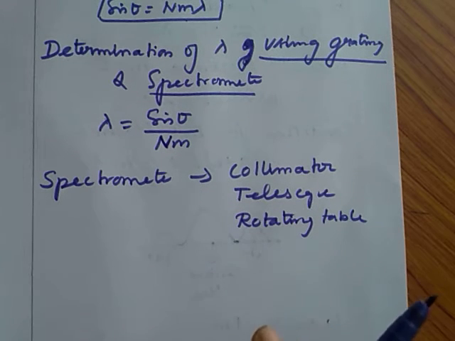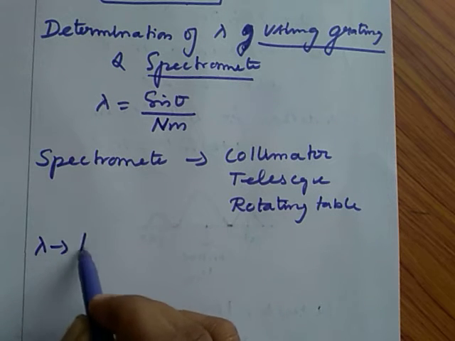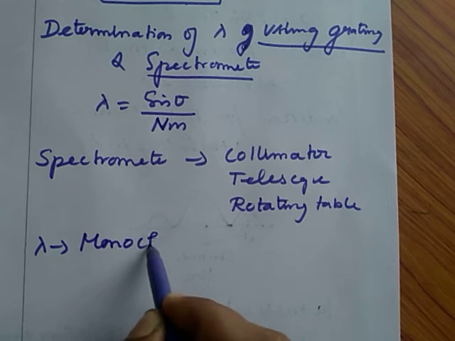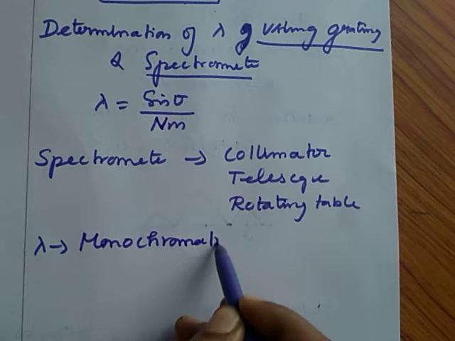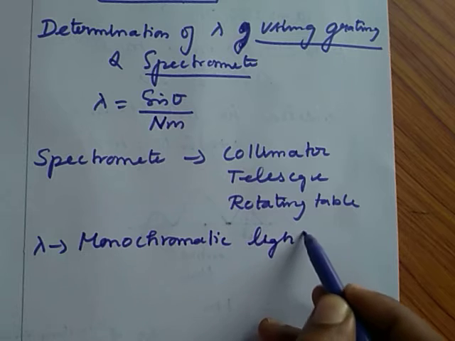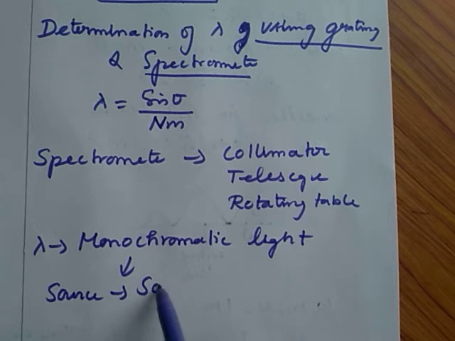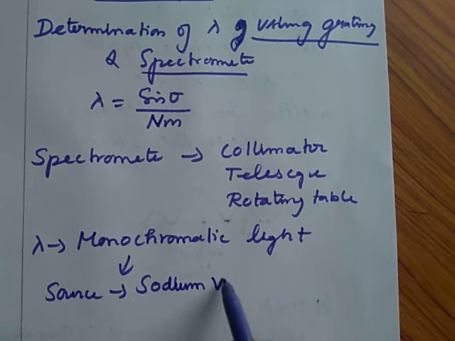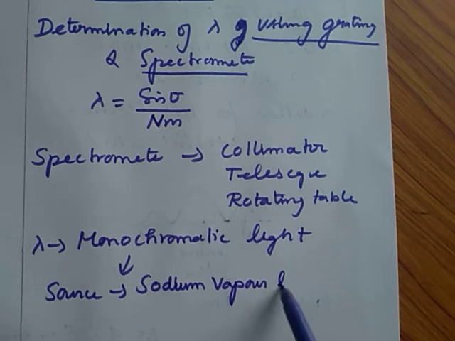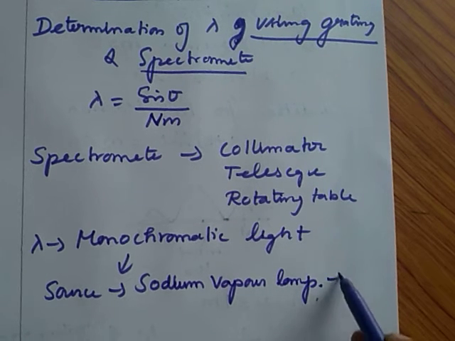Here is our practical experiment. Two practical experiments are there. The first one is to find the wavelength of monochromatic light. Monochromatic light means single color light. The source of this monochromatic light is a sodium vapor lamp, which produces yellow color light.